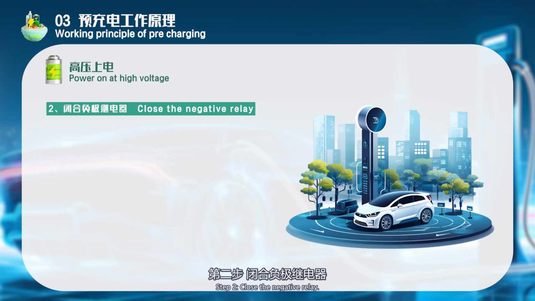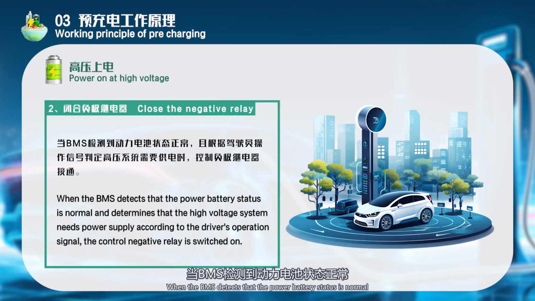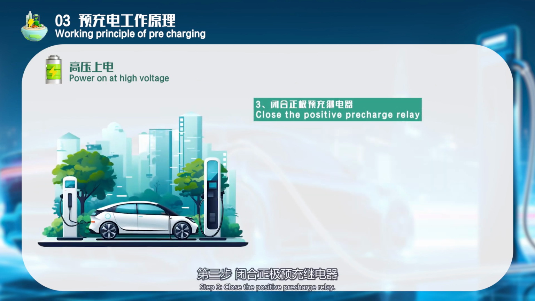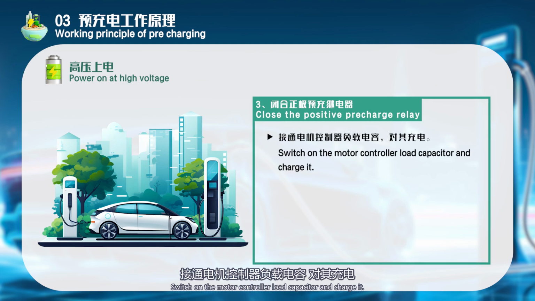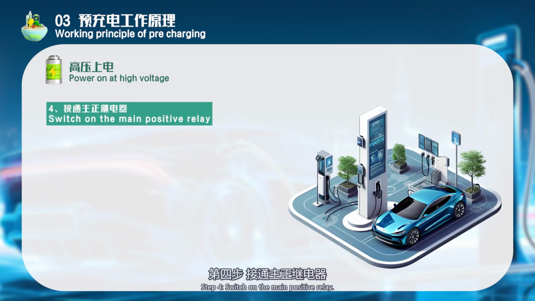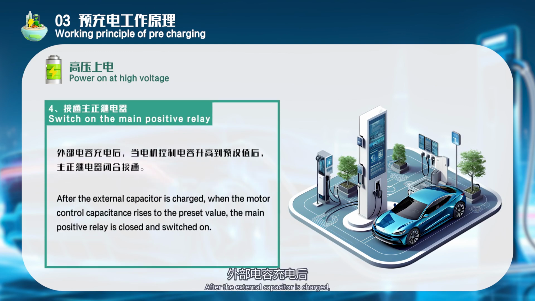Step 2. Close the negative relay when the BMS detects that the power battery status is normal and determines that the high-voltage system needs power supply. According to the driver's operation signal, the negative relay is switched on. Step 3. Close the positive pre-charge relay to charge the motor controller load capacitor. The pre-charge relay is connected in series with the pre-charge resistor and plays the role of buffering voltage shock when switched on. Step 4. Switch on the main positive relay after the external capacitor is charged.